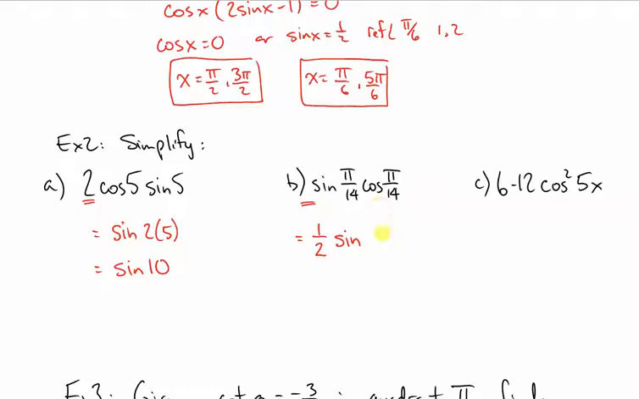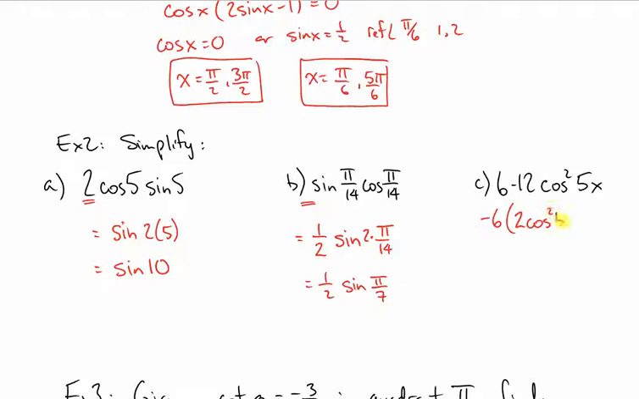Now the angle is pi by 14, and I double that. So this is half of sine pi by 7. Lastly, I see a common factor. I'm actually going to factor out -6, and you'll see why in a moment.